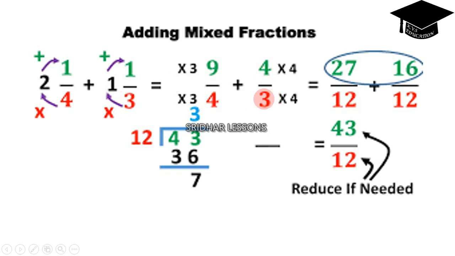Now of course the denominators should be equal. So for that, we are going to multiply this 9 by 4 with 3 by 3, and 4 by 3 with 4 by 4, to make the denominators equal. This is how we are going to add the mixed fractions.